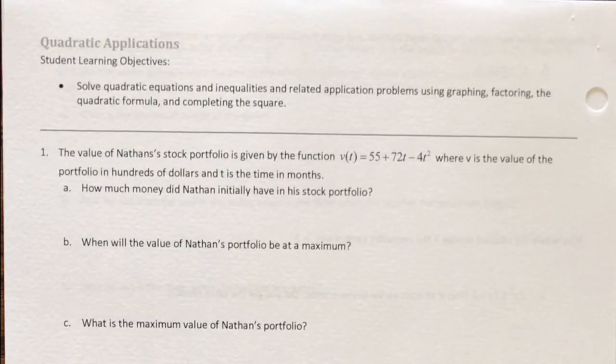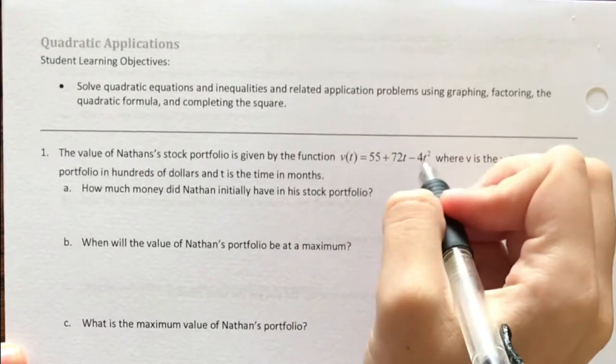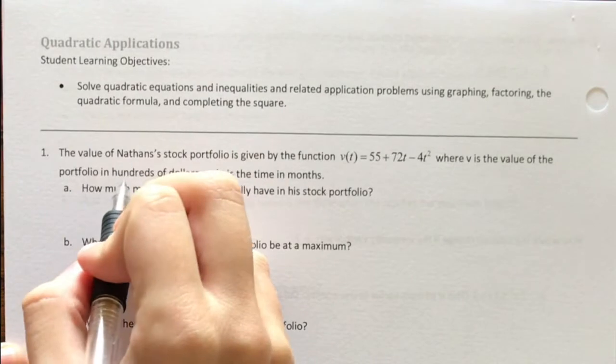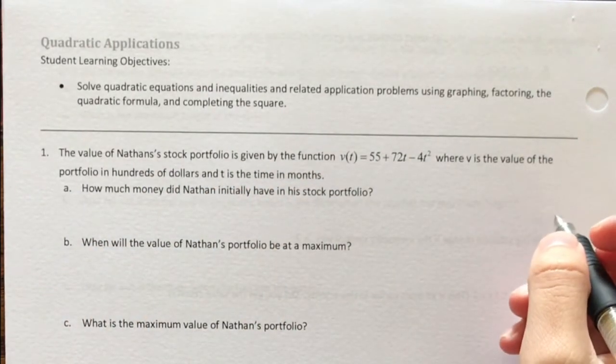To work on quadratic applications or word problems with quadratic functions, we are going to do the entirety of the lesson from the lab manual, from our quadratic applications section. We're going to start with this first one. We have this function v of t, it's given, and it tells us that v is the value of the portfolio in hundreds of dollars and t is the time in months.